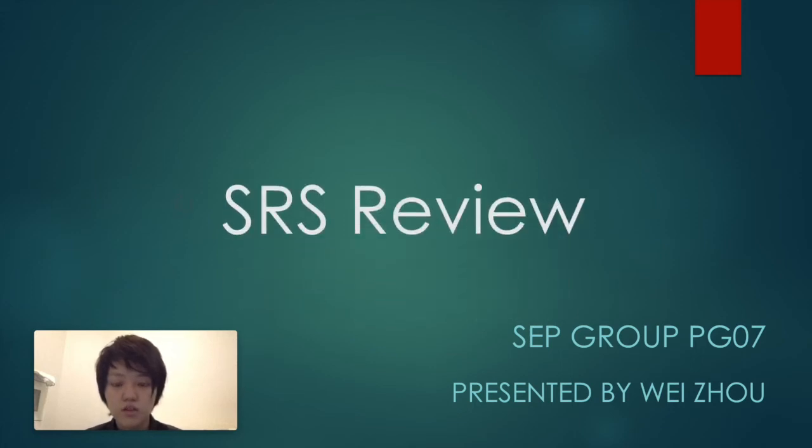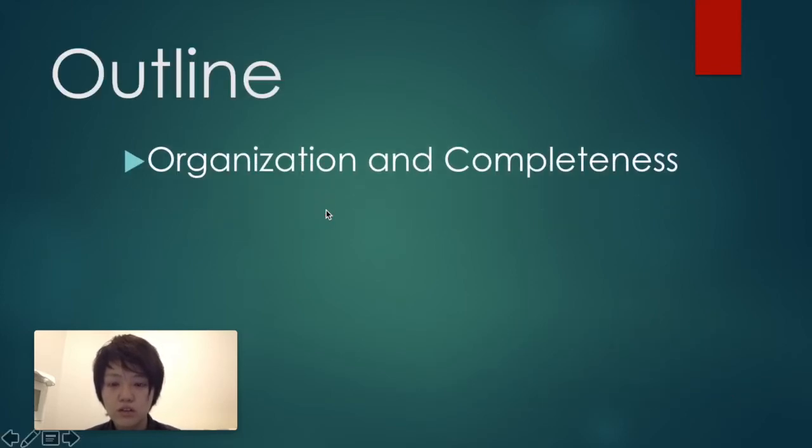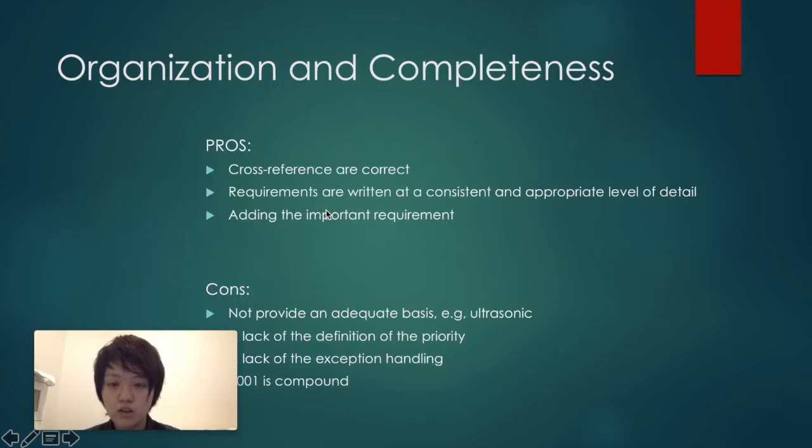Today, I will talk about SRS review. In this presentation, I will focus on four aspects: organization and completeness, correctness, traceability, and special issues. And then I will give a conclusion. First of all, let's talk about organization and completeness.